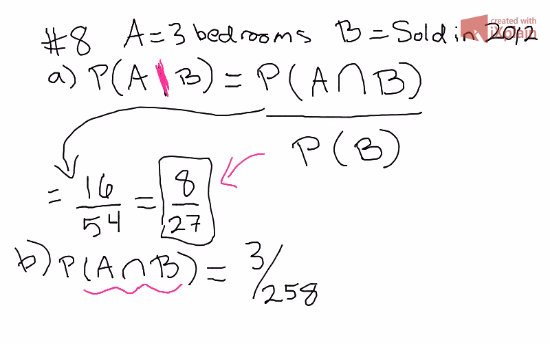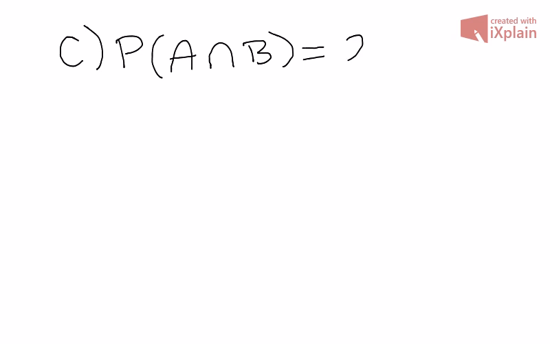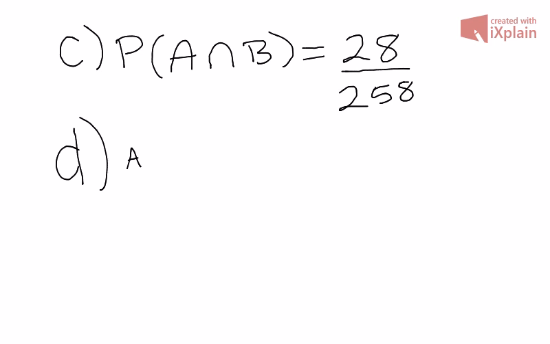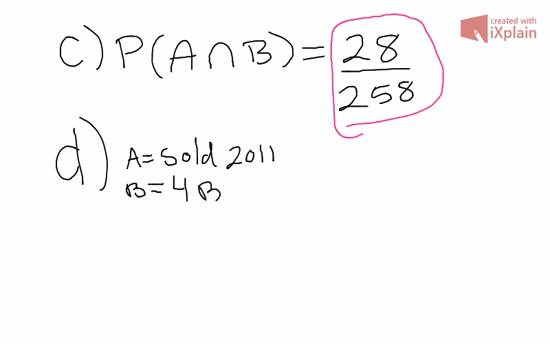Okay, moving on to C. C here says the probability that the house has 4 bedrooms and was sold in 2013. So we just look and say, okay, 4 bedrooms sold in 2013. There were 28 of those. And then there were also 258 total houses. So that's how we get this right here.